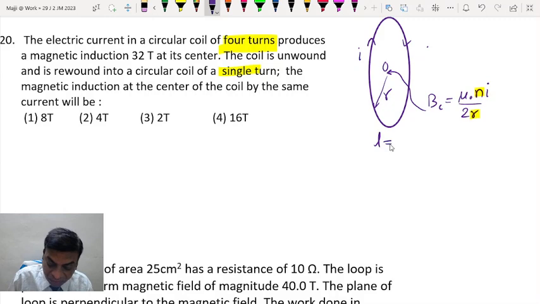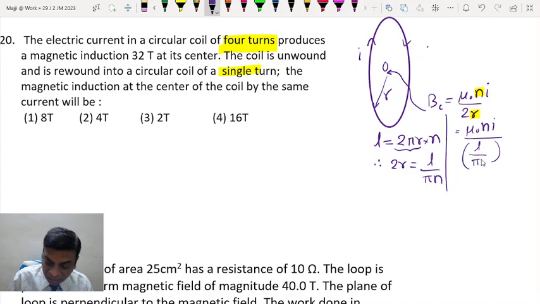Now the length of the wire is 2 pi R into N. We can write it like this because the length of each turn is 2 pi R, multiplied by the number of turns. So from here we'll be able to eliminate 2R. 2R can be written as L upon pi N. So in mu 0 N I upon 2R, replacing 2R with L by pi N, finally I have the magnetic field at the center proportional to N square, because now L is a constant. So BC is proportional to N square.